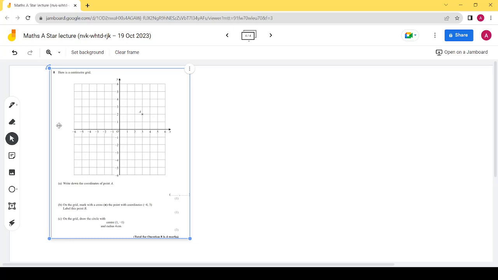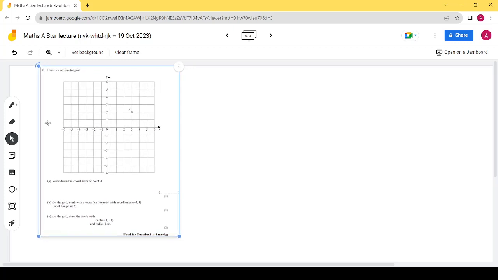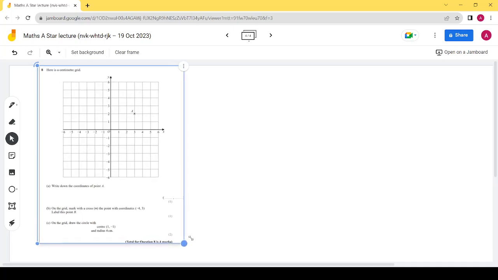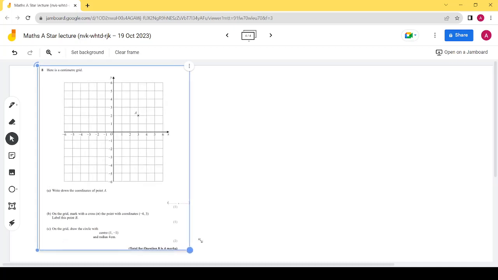All right, so here we've got, again, multiple parts. It's not loads of marks. Now, part C, you wouldn't really get in the exam because it's going to be a computer-based exam, so they can't really expect you to draw a circle, but I will explain it when we come to it anyway.